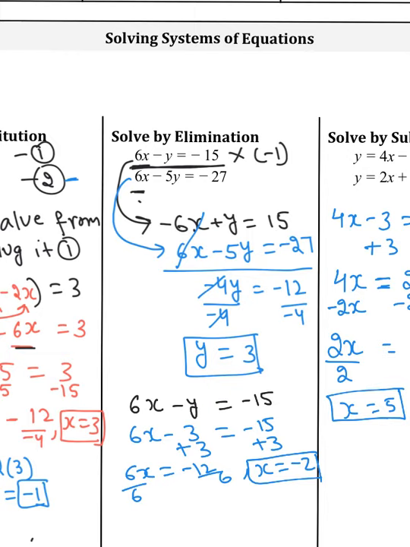When you get x equals 5, you're not done. You're going to use this x value and plug it into one of the original equations. The original equation I'm going to choose is y equals 4x minus 3. So y equals 4 times the x value, which is 5. So 4 times 5 is 20, minus 3 is 17. So y equals 17. You can also write the answer as 5 comma 17. 5 comma 17 is your answer.